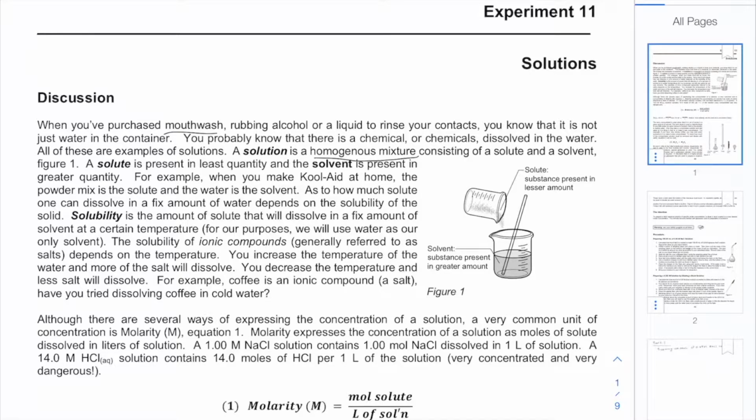So how do you know what's what, right? Well, it's very simple. A solute is always present in least quantity. A solvent is present in greater quantity. That's why when you make Kool-Aid at home, the powder mix being in lesser quantity is your solute, and the solvent is the water in greater quantity. Okay. So a solution is always composed of two different components, solute and solvent.